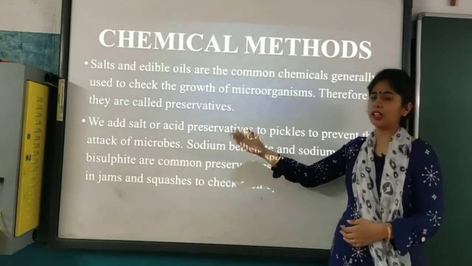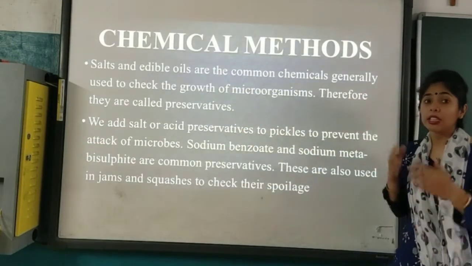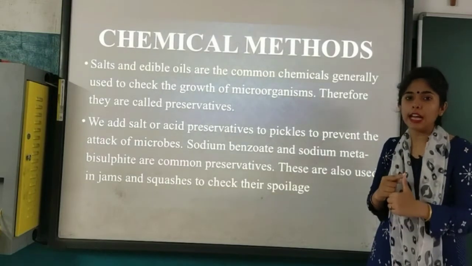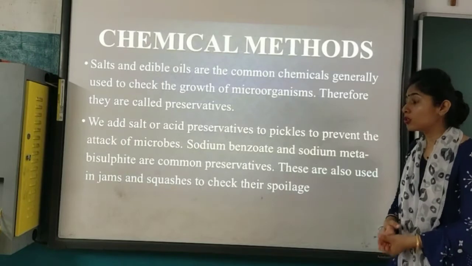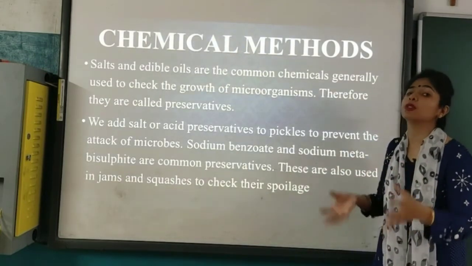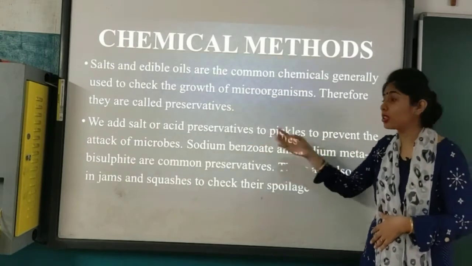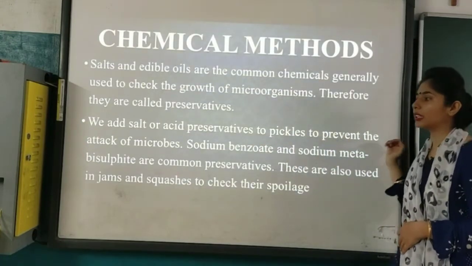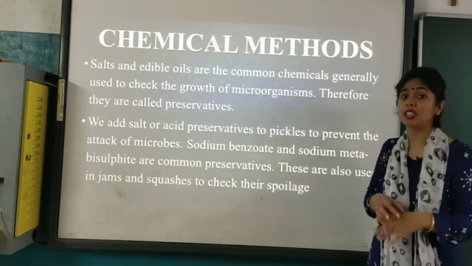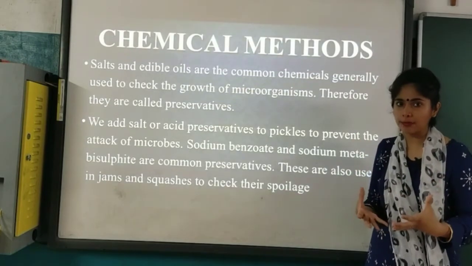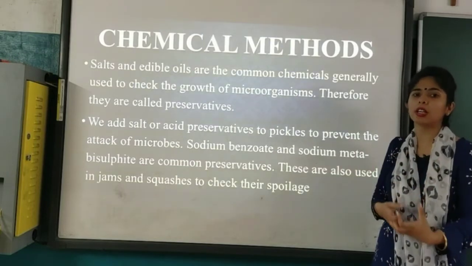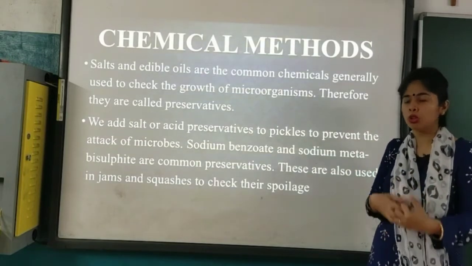We add salt or acid. Acid is acetic acid. What is the common name of acetic acid? That is vinegar. So the salt and vinegar, that is acetic acid, are used as preservatives in pickle to prevent the attacks of the microbes. If you have ever observed, in the pickle there is lots of edible oil. So why is it so? Because it doesn't allow the microorganisms to grow.